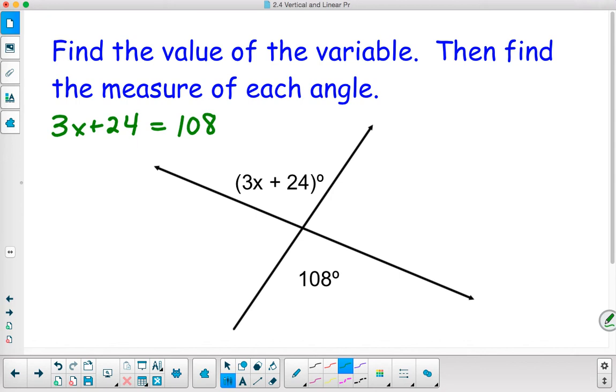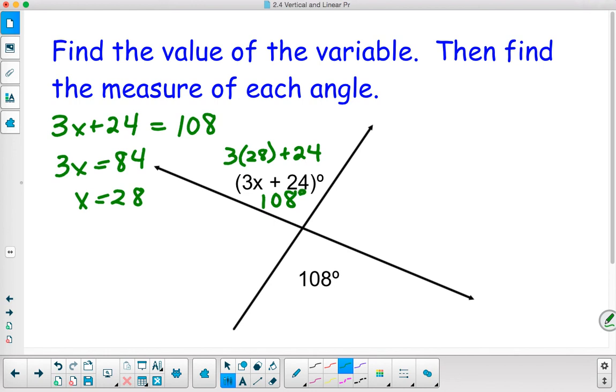108 minus 24, 84, divided by 3, 28. Let's plug in and make sure that that's right. 3 times 28 plus 24, 108. Vertical angles are congruent.